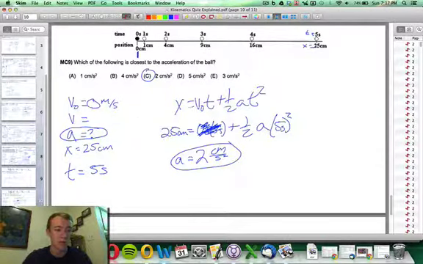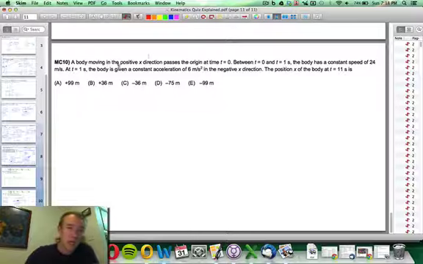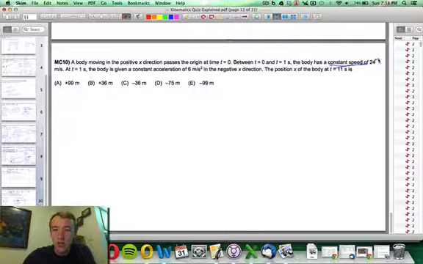Last problem. Okay. Last problem, it's a tough one. Got a body moving in the positive x direction, passes the origin at time equals 0. Between time equals 0 and time equals 1 second, so that's the first second, the body's moving at a constant speed of 24 meters per second. Okay, that's your constant speed during that time. At time equals 1 second, the body is then given a constant acceleration of 6 meters per second squared.